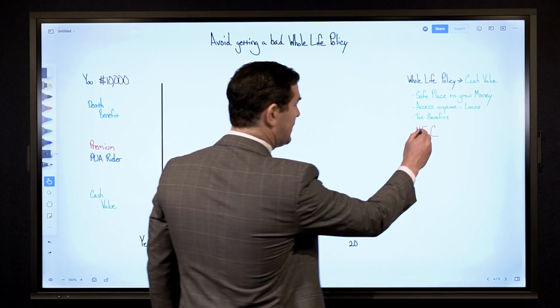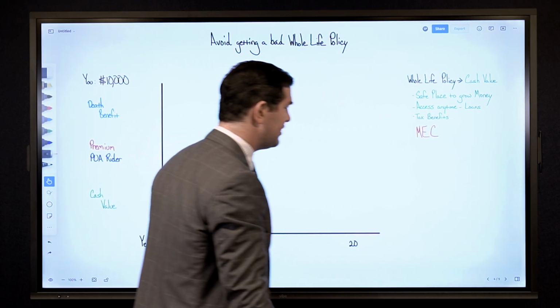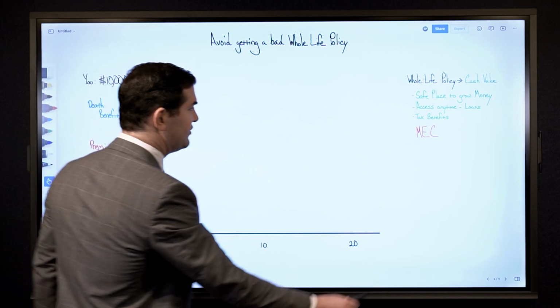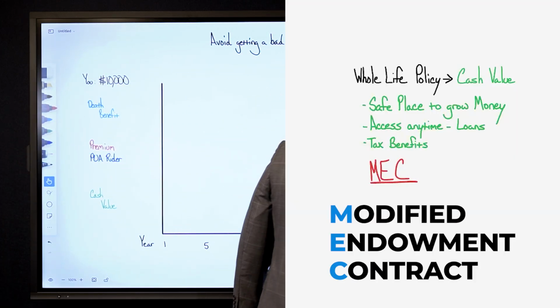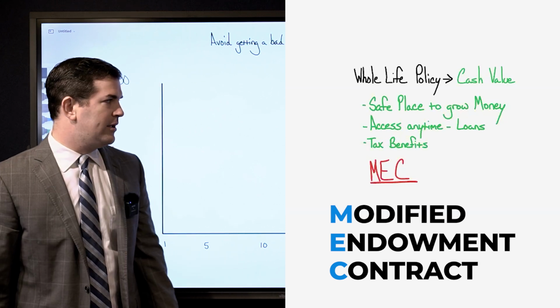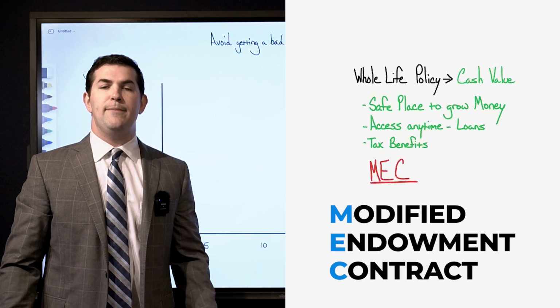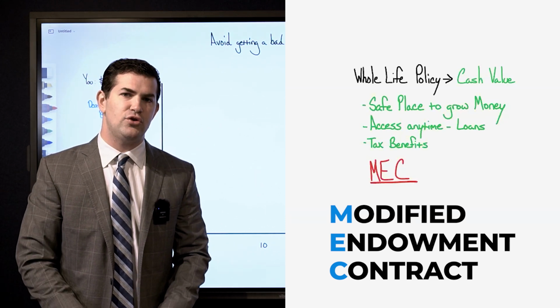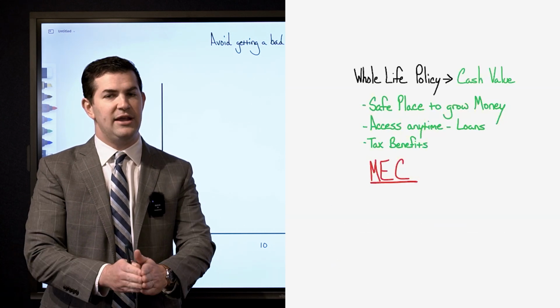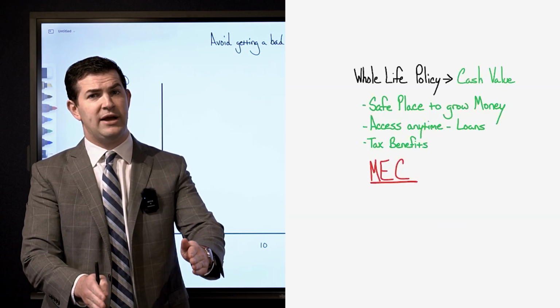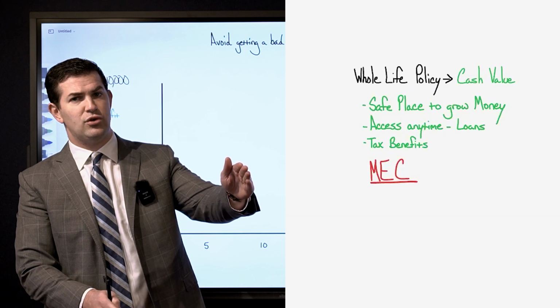Now with a life insurance policy, you can mess the tax benefits up. Any life insurance policy can become classified as what is called a modified endowment contract. The short version of this is a MEC. If your life insurance policy becomes classified as a MEC, what happens is your cash value still grows over time. There's no risk as it continues to grow.